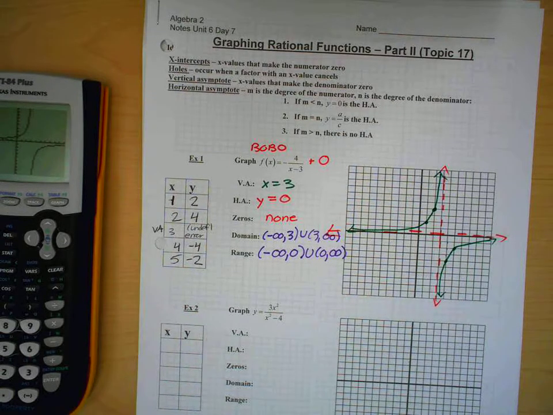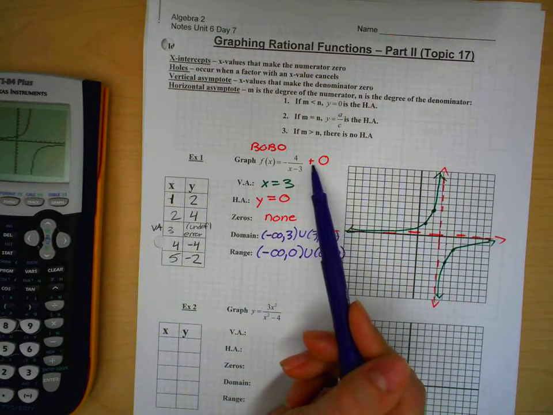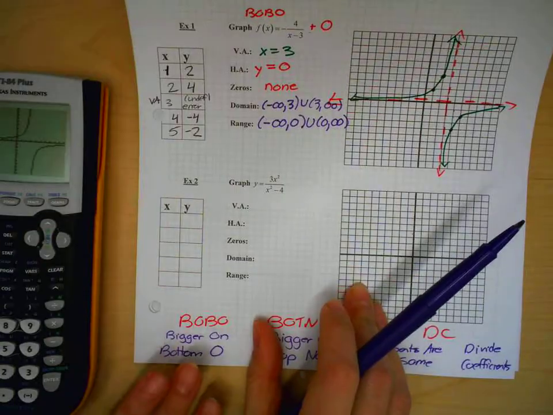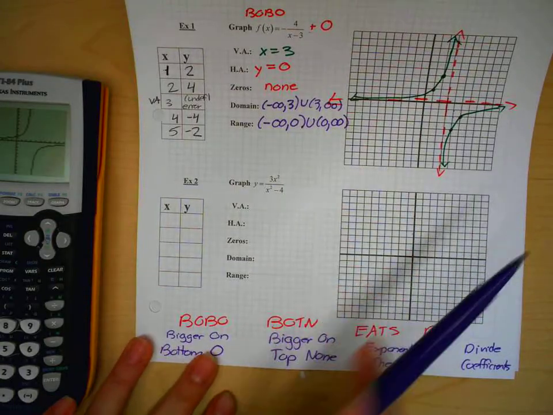All right, any questions on that one? That is exactly like one that would be on your quiz today. Other than the one on your quiz has something after here. All right, let's look at the next one. Here's another one that could be on your quiz today.